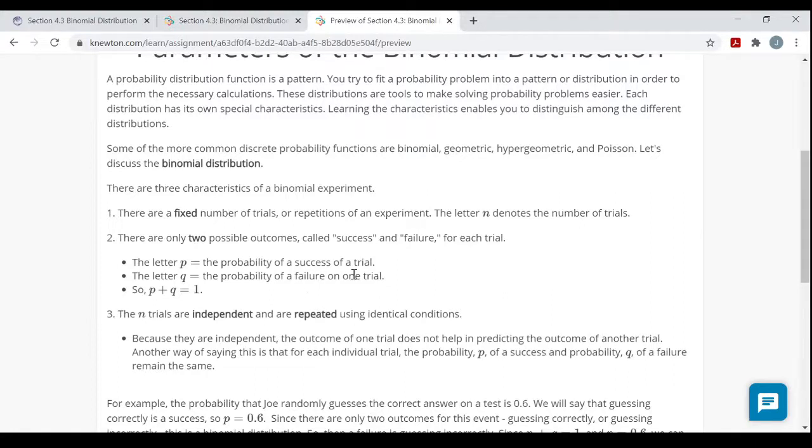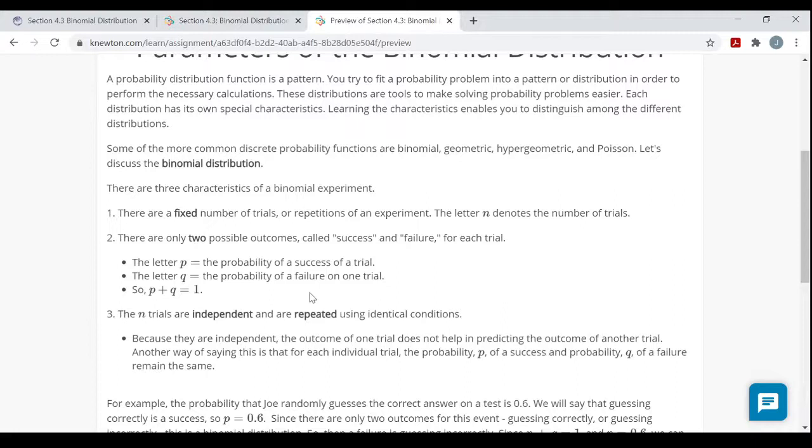And if we considered flipping a heads a success, then the value p would be a half. In this case, flipping a coin, if I said flipping a heads was a success, then the value of p, the probability of success on each coin flip, would be a half. And the probability of failure, not flipping a head, would also be a half, right?